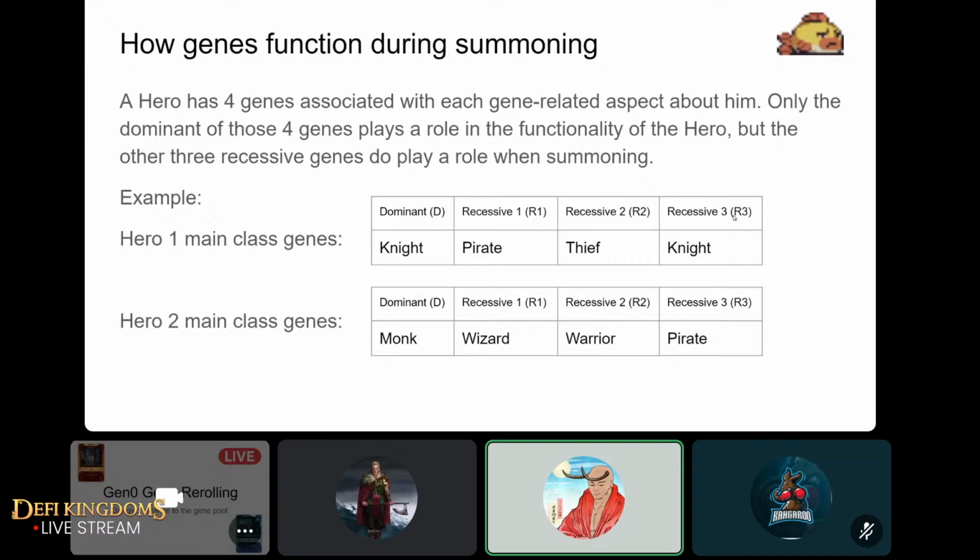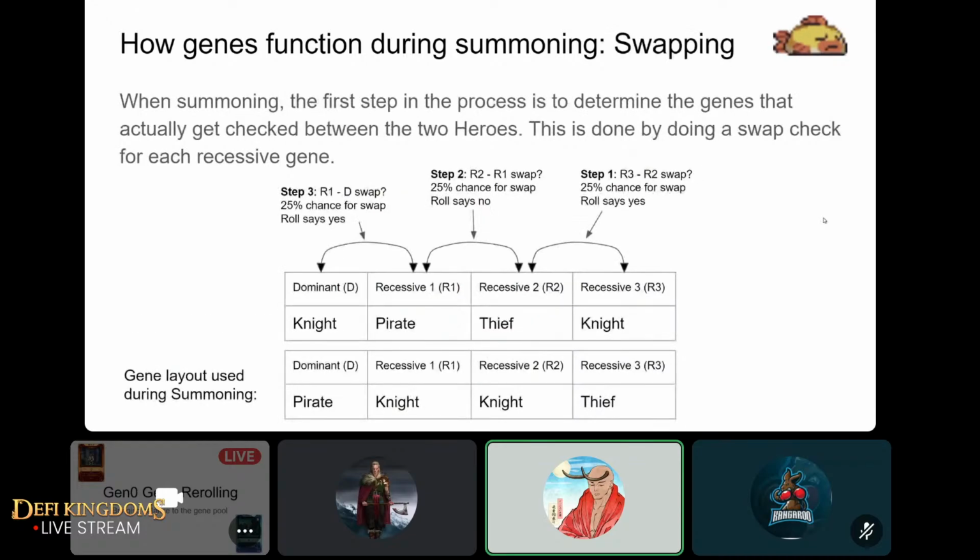Each of these recessive genes has kind of a priority to it. The way this works when a summoning event occurs is the first thing the contract does is check to see if a recessive gene moves closer to being a dominant gene. It does it starting from the R2, R3 set, and then moves up from there. It's a 25% chance for a gene to swap. So it'll first check, do R2 and R3 swap? In this example, the answer is yes.